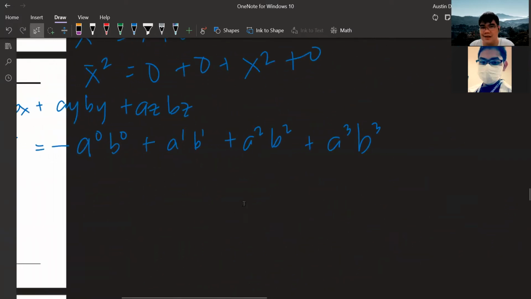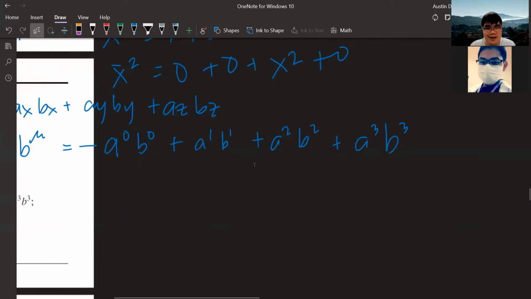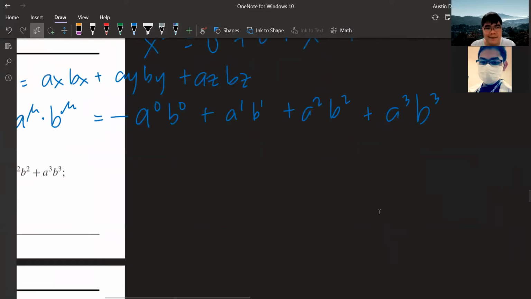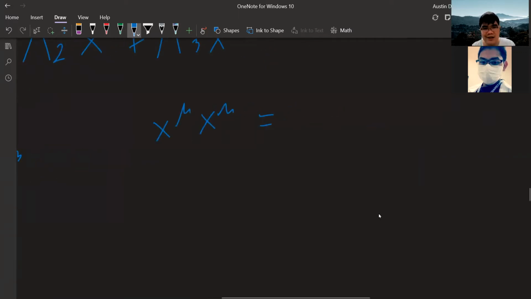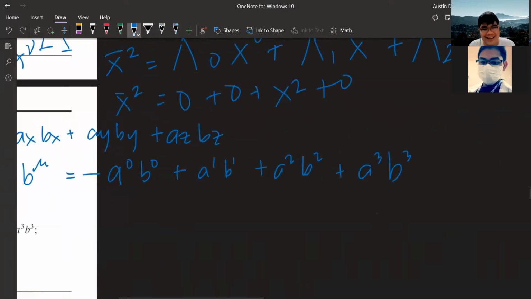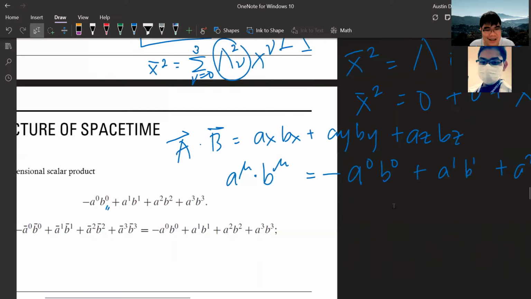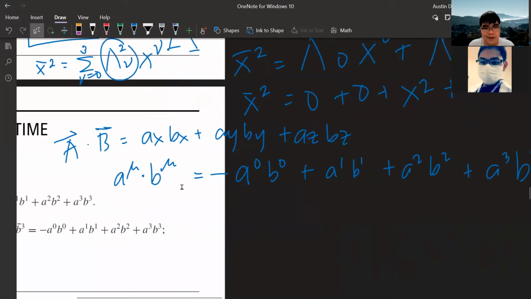Kasi mga matrix to. It's hard to think of square ng matrix, di ba? So, pag nag-multiply ka, multiply mo with yourself, x mu, x mu. Wala siyang shorthand notation na magiging x squared mu. Okay, walang ganun. Walang ganyan. Okay, so that's the special thing about your dot product for your 4 vectors.